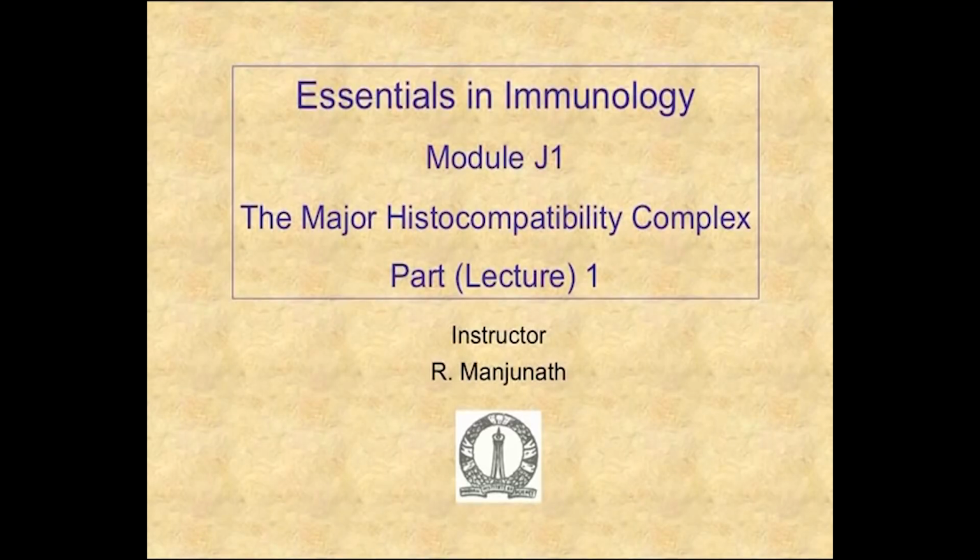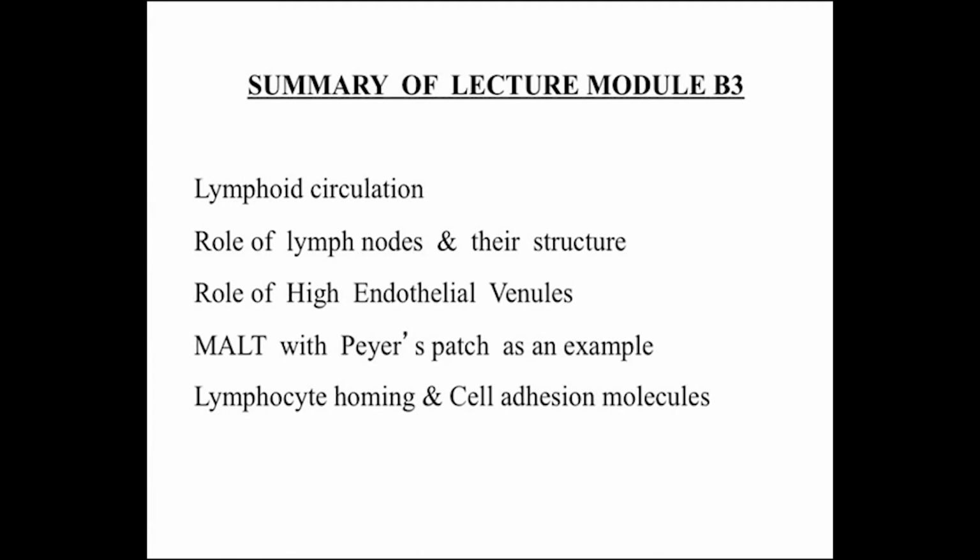Hello and welcome to this lecture in this series Essentials in Immunology. First, let us summarize the aspects that were covered in the previous lecture, which is given in this slide. We covered some aspects of lymphoid circulation, the importance of how the thoracic duct and the circulation associated with the lymph plays an important role in how the different lymphocytes can congregate in the lymph nodes, as well as the role of lymph nodes and their structure in mediating an immune response.